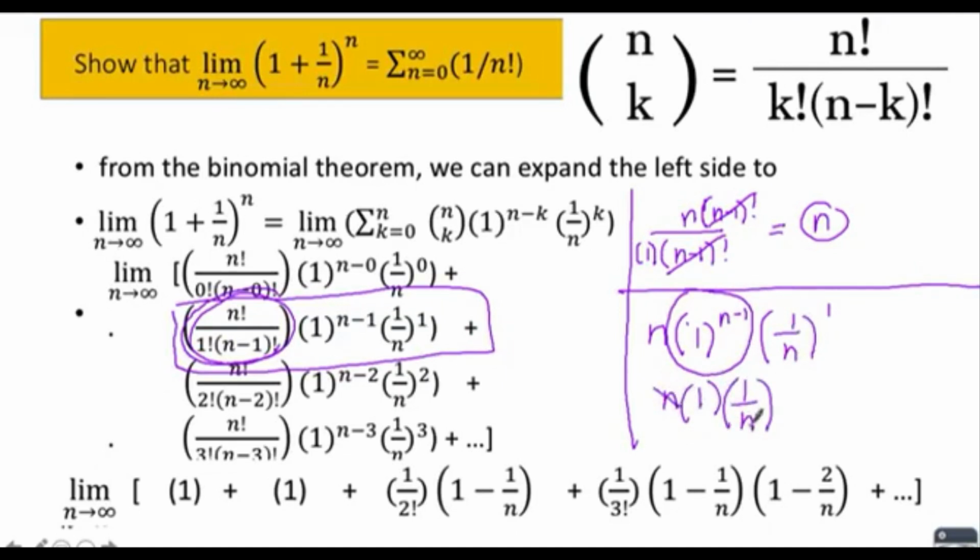And you can cancel out the n, and so what's the result? 1 times 1 equals 1. So this entire term, when evaluated, is equal to 1. And that is now this value. So the first term was this. The second term when evaluated is this.